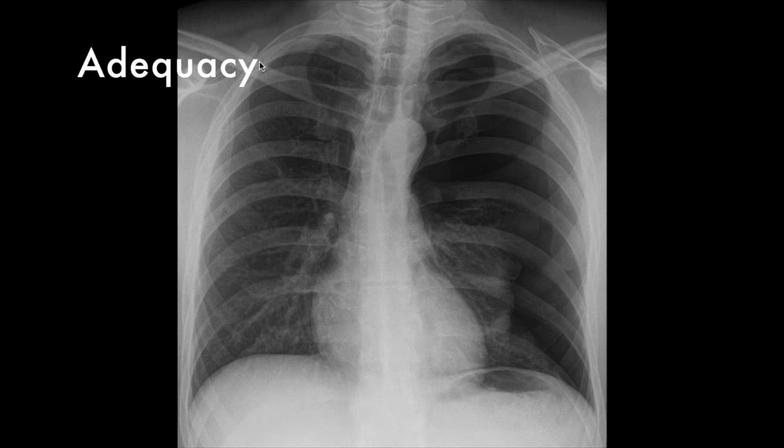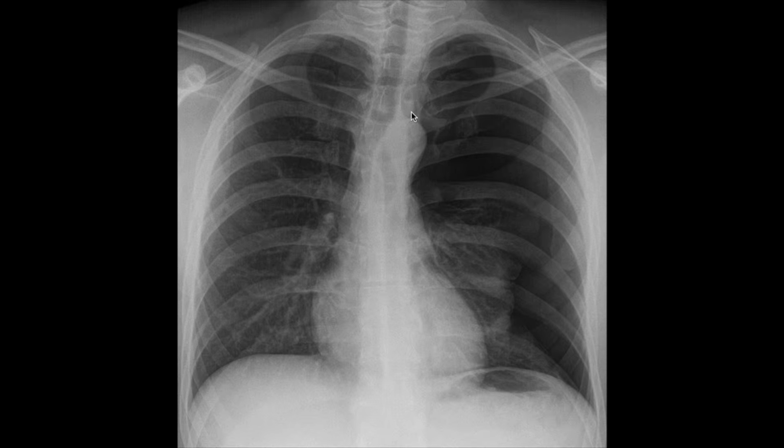The film is adequate. I say this because I can clearly see the apices of the lungs, right down to the bases, including the costophrenic angles on both sides. There is good inspiratory effort, as I can see more than 6 ribs anteriorly. The film is well penetrated. I say this because I can see the spinous processes of the vertebral bodies clearly behind the mediastinum.